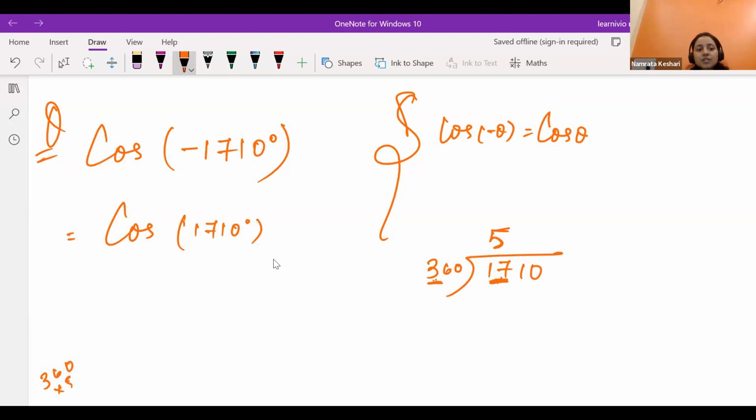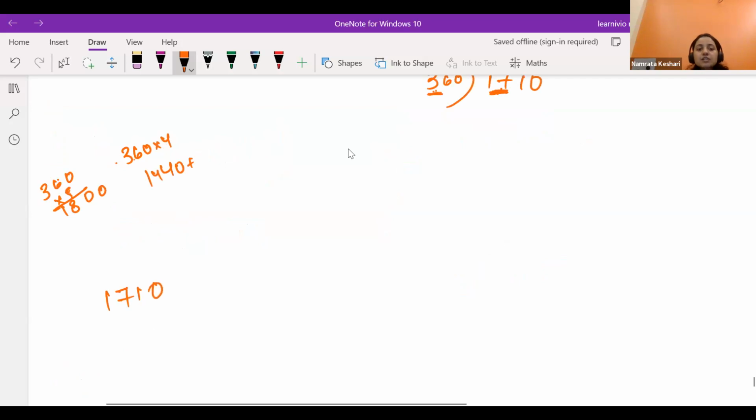360 into 5: 5 times 0 is 0, 5 times 6 is 30, carry 3, 5 times 3 is 15, 16, 17, 18, we are getting 1800. But that is bigger. So can we take 360 into 4? 4 times 6 is 24, carry 2, 4 times 3 is 12, 13, 1440. Check it. 1710 means 1440.